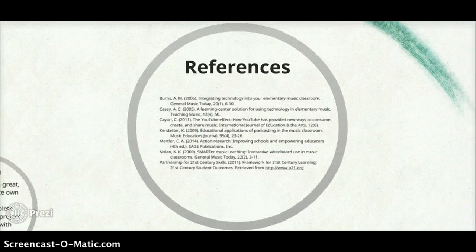And last but not least, here is my list of references that I included in my action research report. And like I said earlier, as I teach the unit, one using technology and then one using a traditional way, and then collect the data, I will be sure to update you on my findings.